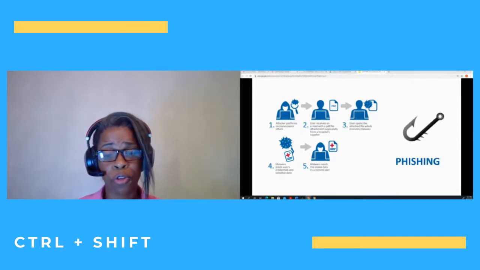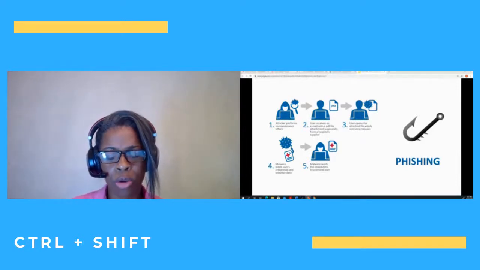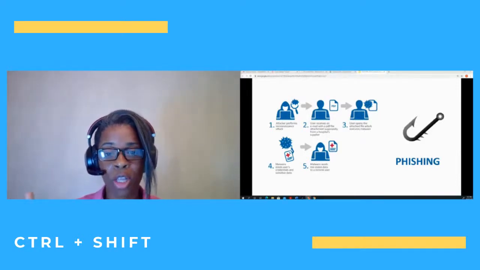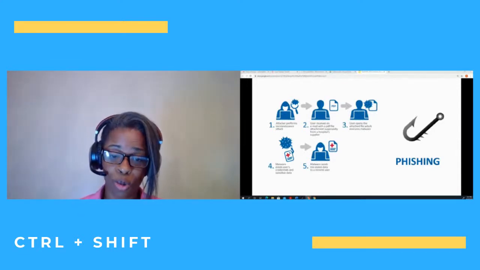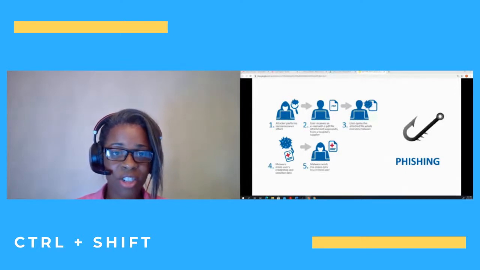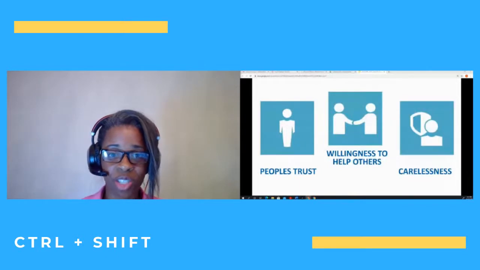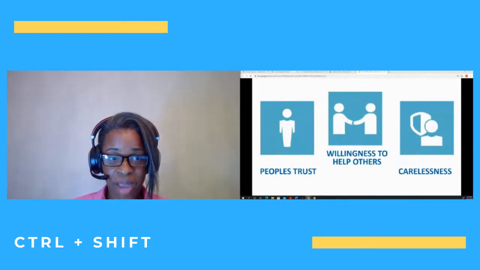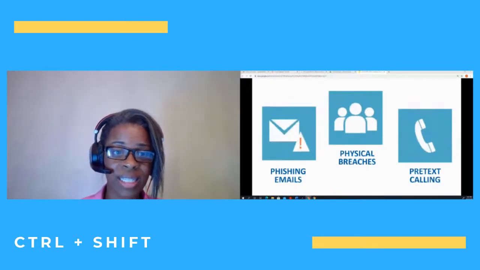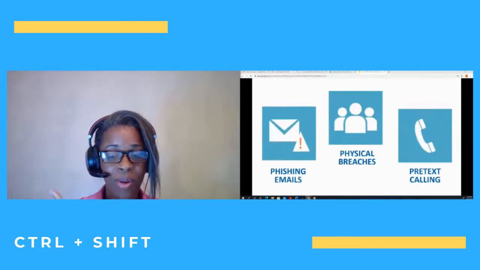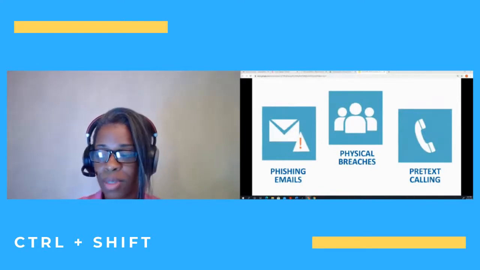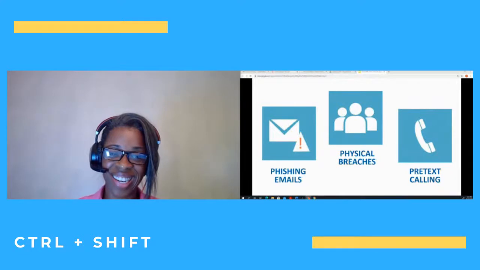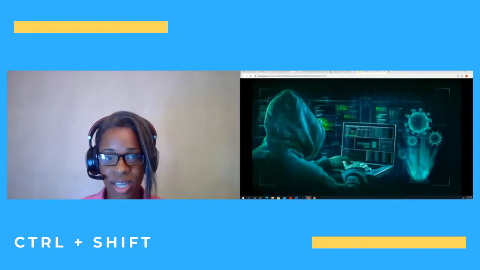And unless you traverse the dark web, you don't know that people are buying, selling, and trading. The only time you're made aware of that is when it hits the news, right? So we're naturally vulnerable. Attackers use social engineering techniques because it's usually the cheapest. We talked about this, right? They use your trust, they use your willingness to help others, and they use your carelessness. Phishing emails, physical breaches, and pretext calling. Remember, I'm going to call you up and say I want to drop some flowers off or send some edible arrangement for somebody's birthday, right?